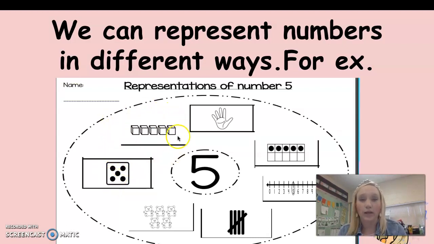And then the last way that we can represent a number is by using the cubes, using connecting cubes. So how many cubes do we have right here? 1, 2, 3, 4, 5.